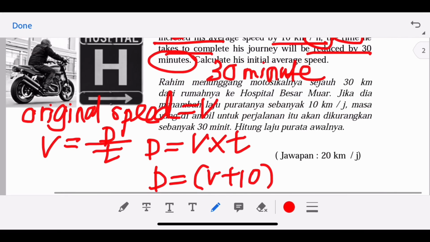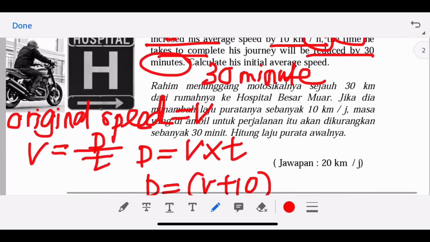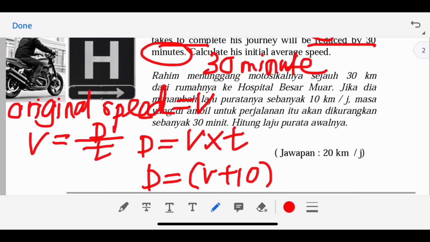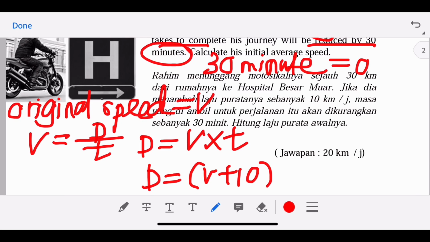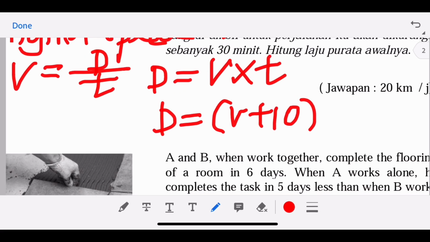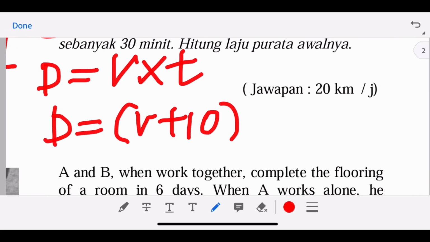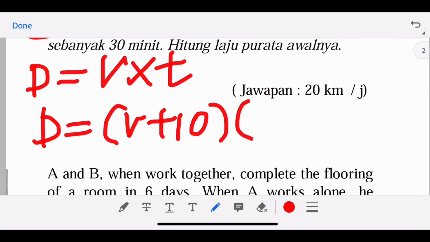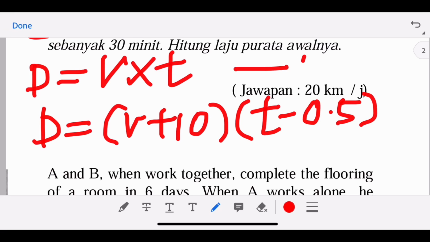Okay, so the increase is positive, reduce is minus. So the original time is t, and it's in hours, so 30 minutes you need to convert to 0.5 hours, very important. So it's t minus 0.5. Okay, so you cannot write t minus 30 because everything's in hours.